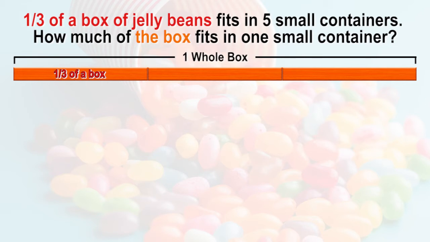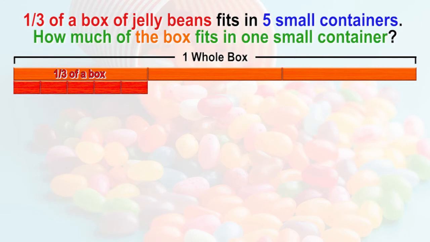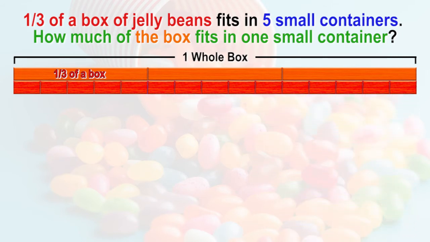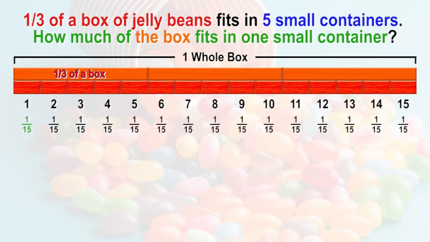The 1/3 of a box fits in 5 small containers, so partition 1 of the orange rods into 5 equal pieces. This can be shown using 5 red rods. The question wants to know how much of the whole box is in 1 of the containers, or 1 of the red rods. This can be modeled by laying out 5 containers under each 1/3 size orange rod, for a total of 15 red rods, or 15 containers. Each red rod, or each container, can fit 1/15 of the whole box.